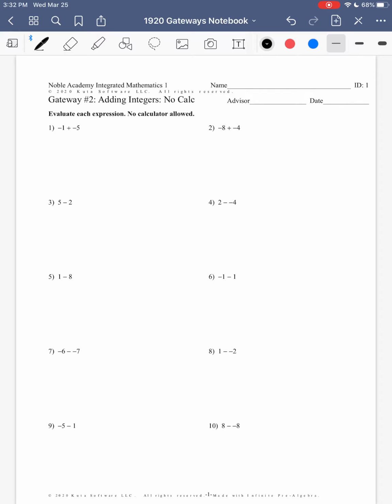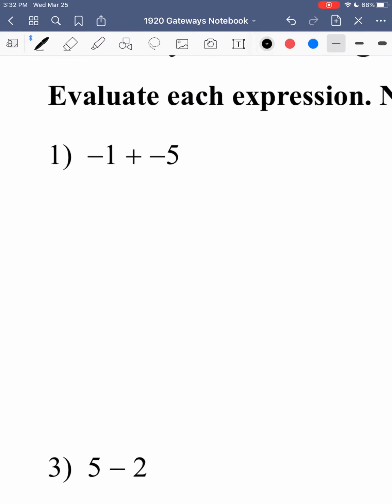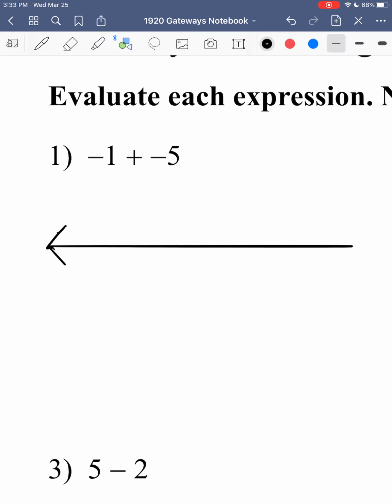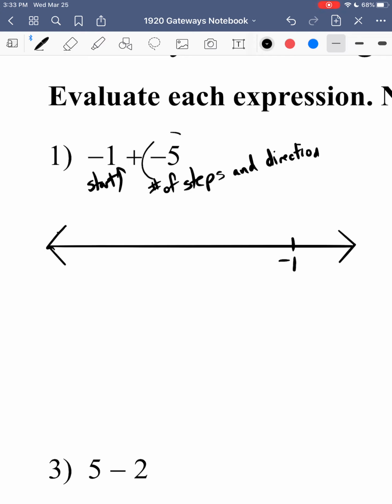So a couple of different ways to think about adding is that I saw some people actually drawing number lines, although you don't have to. But if you think of adding integers, this is the start, and then here, and this is the number of steps and direction. Okay, so if I'm starting at -1, I'm taking 5 steps. What direction? Negative. So 5 steps left.